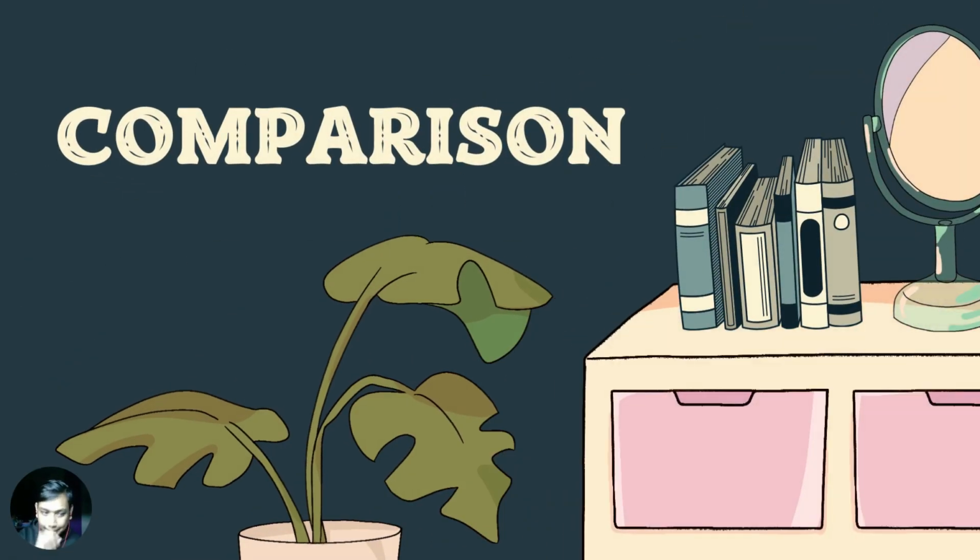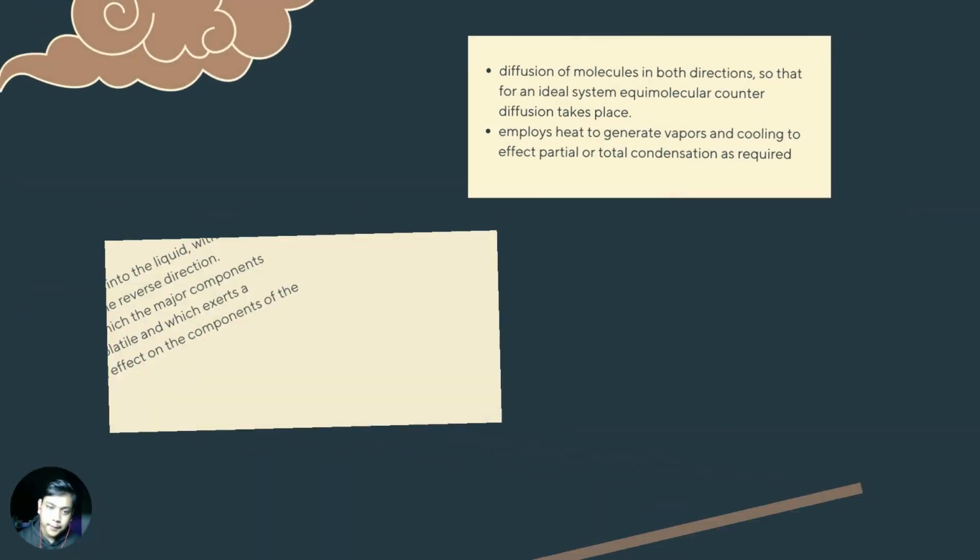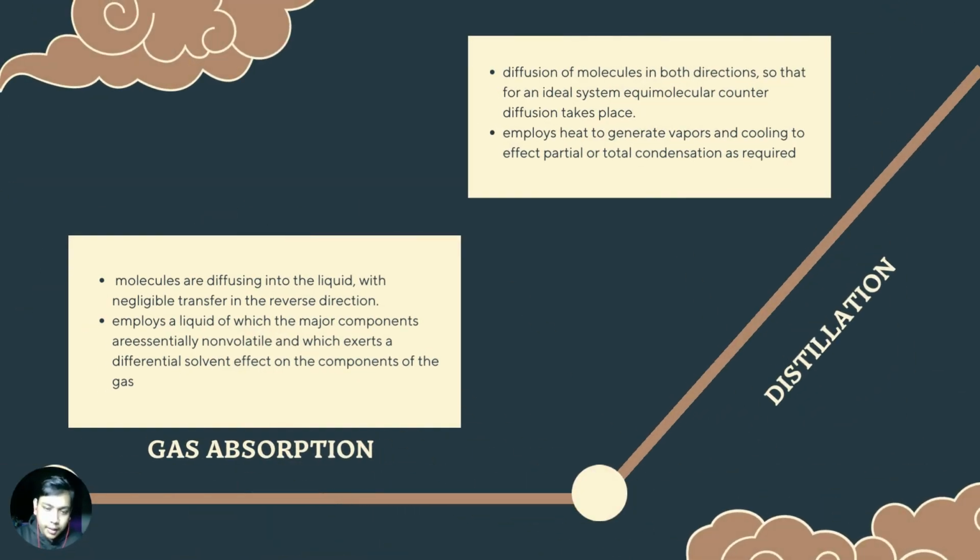Okay, then this is a comparison between distillation, gas absorption, and liquid extraction. Okay. For gas absorption, molecules are diffusing into the liquid with a negligible transfer in the reverse direction. But for distillation, diffusion of molecules in both directions, so that for an ideal system, equimolecular counter diffusion takes place.